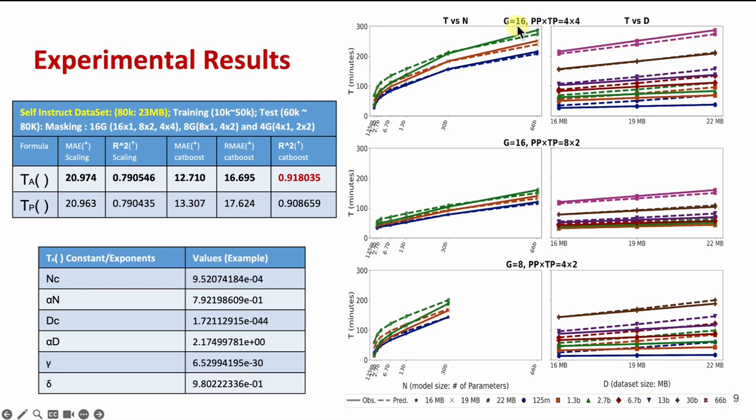On the right-hand side, we show examples of time versus model size and time versus data set size, where G is the number of GPUs, and PP times TP represents the parallelism setup. For different numbers of GPUs and different parallelism setups, the dashed line represents the prediction and the solid line represents the ground truth. And you see they are all aligned very closely.